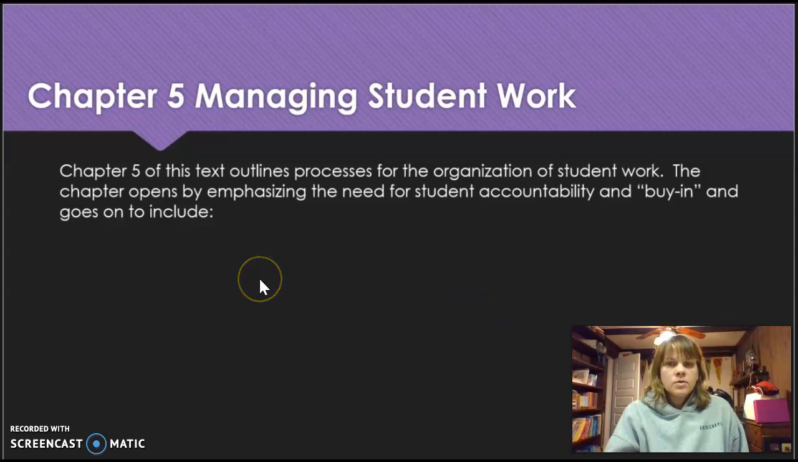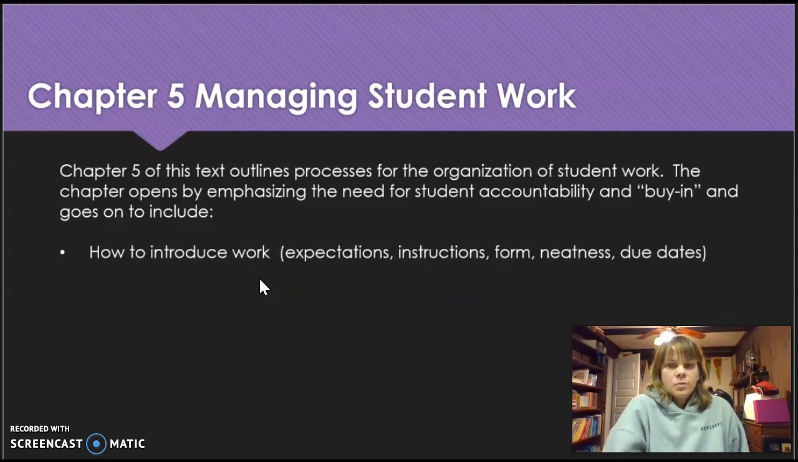Chapter 5 goes on to include processes for how to introduce work and the importance of providing clear expectations and instructions on how to do the work, and information about the format and due dates. Suggestions such as providing all of this information verbally and in print can be helpful since the needs of each student vary. So providing those, maybe writing them in their homework notebook for them, providing instructions up on the board so that all the students can see them, as well as verbally introducing instructions is important in the classroom.